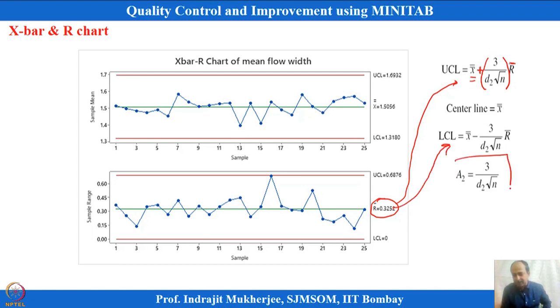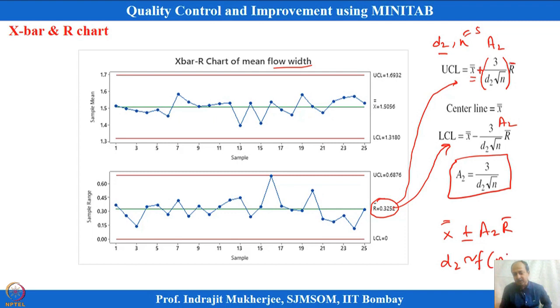I can replace this factor with A2, and this is also A2. So, the formulation changes to X double bar plus or minus A2 R bar. So, what is this A2 over here? There is a constant D2, and n is the subgroup size. n equals 5 for our case, because 5 observations were taken over here. D2 is a function of n, so depending on the subgroup size, this D2 value will change.